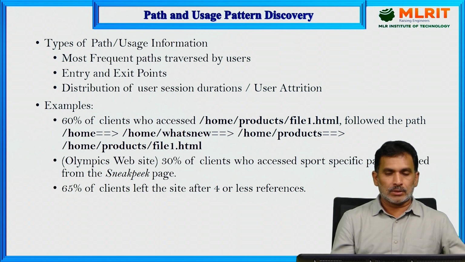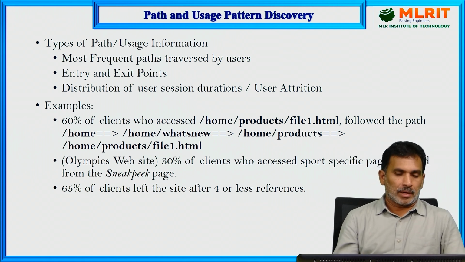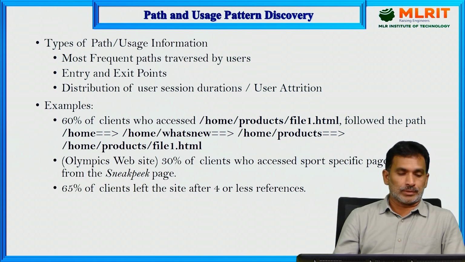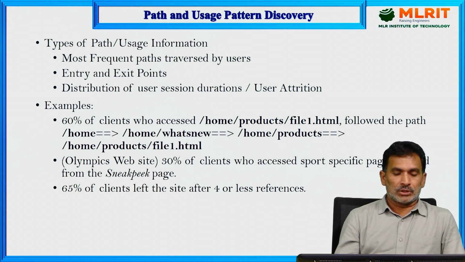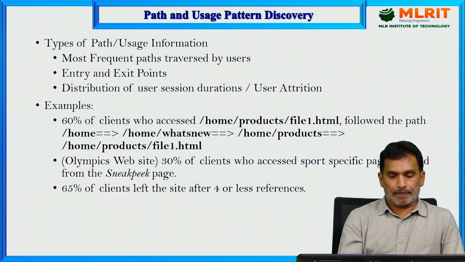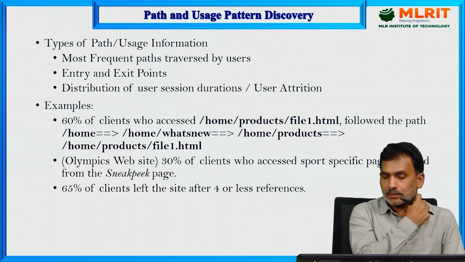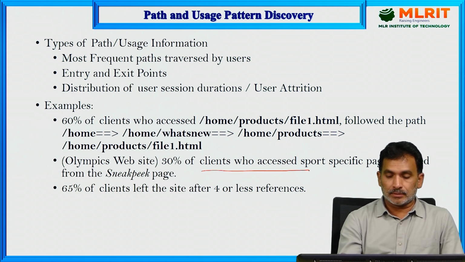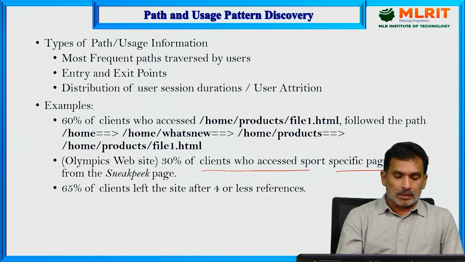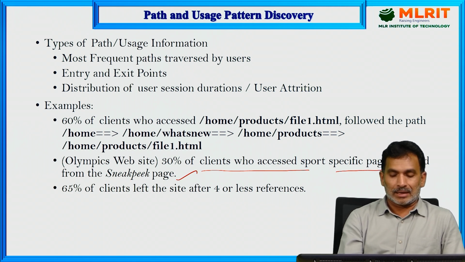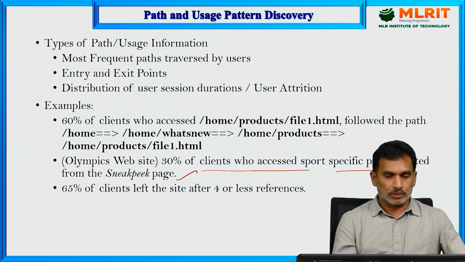And also path and usage pattern discovery, that is types of paths or usage information, to find out the most frequent paths traversed by the users, entry and exit points, the distribution of user durations, user attrition, etc. For example, 60% of clients who access this follow the path home, what's new, home, products, and home, products, file1.html. On the Olympic website, 30% of clients who access the sports specific pages started from the sneak peek page, and 65% of clients left the site after 4 or fewer references. So these are the other path and usage pattern discoveries.